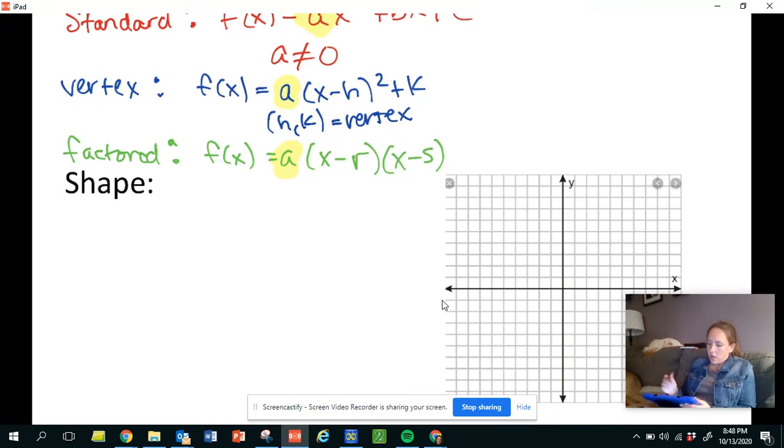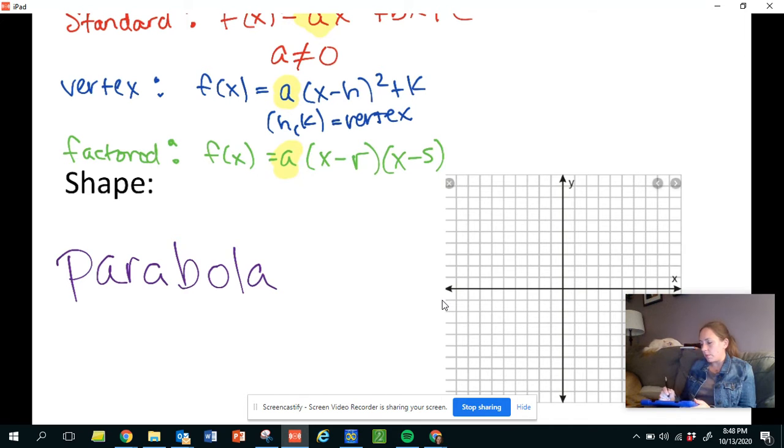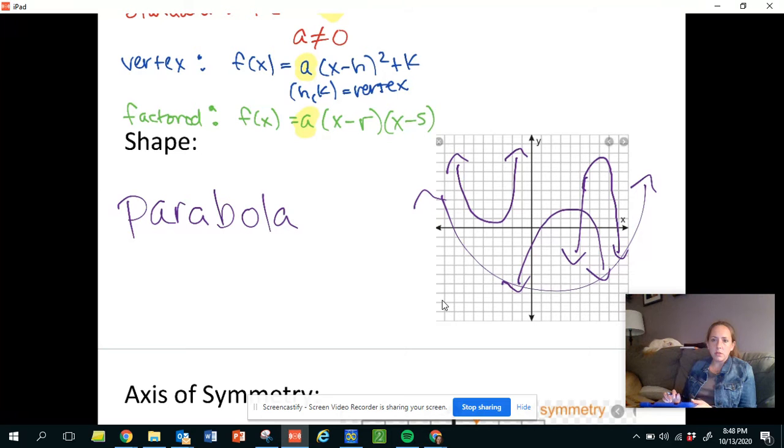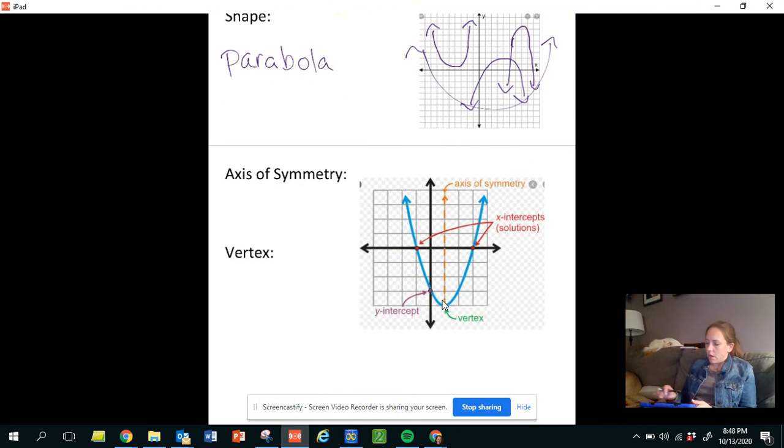But anyway, the shape of a quadratic is called a parabola. Basically, it's a curve that looks either like a U, or it can look like a hill. It can be very skinny. It can be very wide, like that. But those are all parabolas. They can face up, face down. It's not a very pretty drawing, but okay.